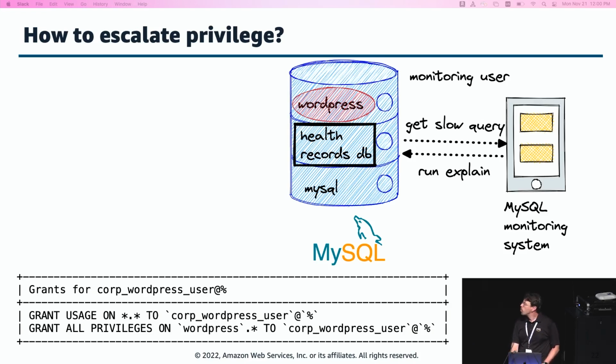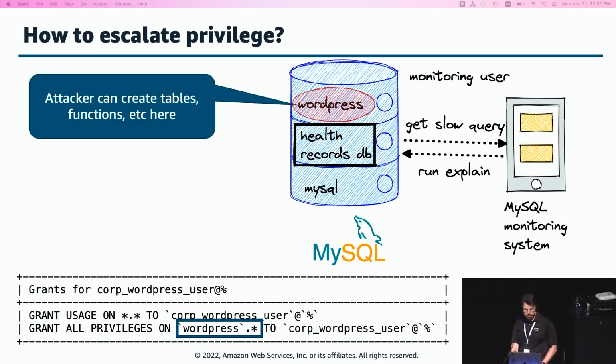So we have our privilege here on the corp WordPress user. We have all privileges on the WordPress, but nothing else. Remember that here, if an attacker was able to compromise and get the SQL injection and get the access to the WordPress, the attacker will be able to create anything inside of that database. I can create table, I can create stored procedure, I can create stored function, and so on. So my goal will be to generate a slow query and wait until someone will run explain.